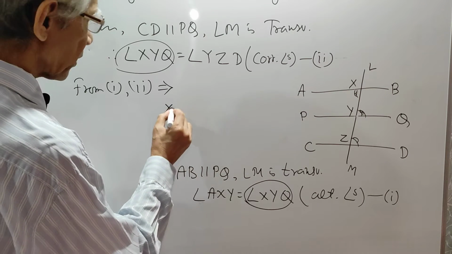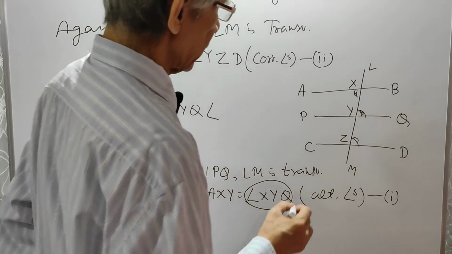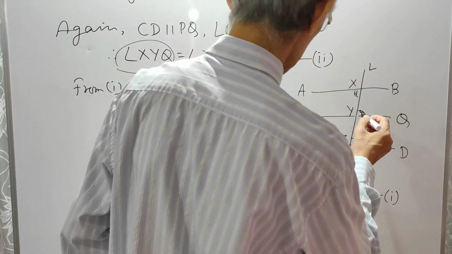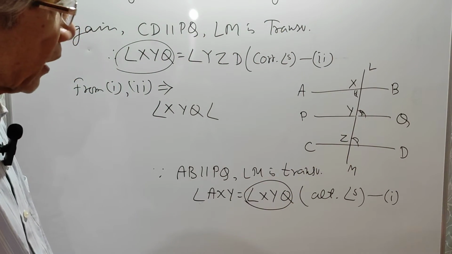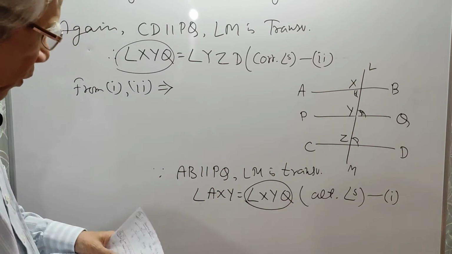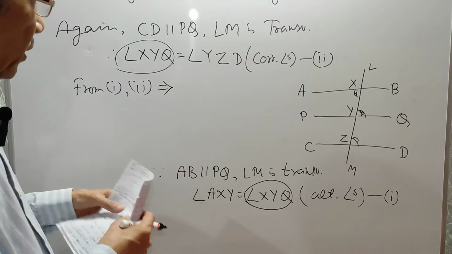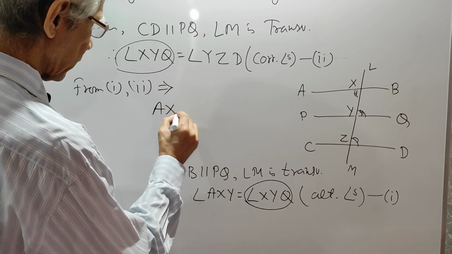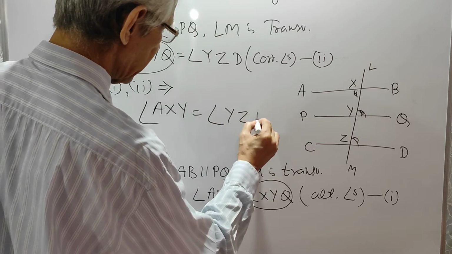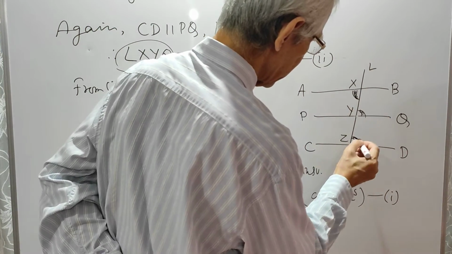So AXY is equal to XYQ and YZD is equal to XYQ. Therefore, we get AXY equal to YZD. That means this angle AXY is equal to this angle YZD.